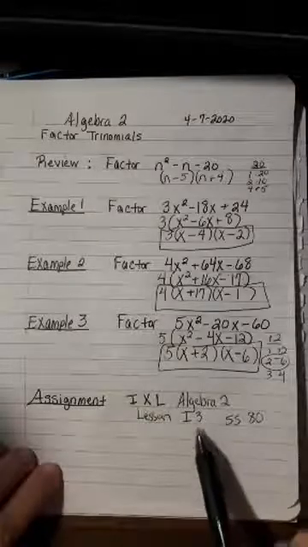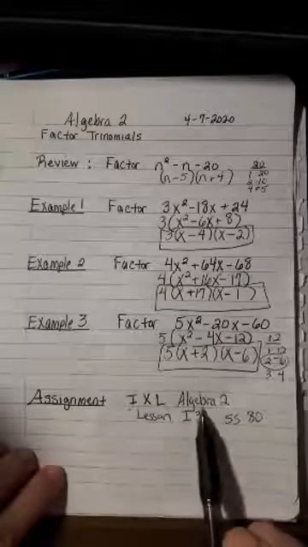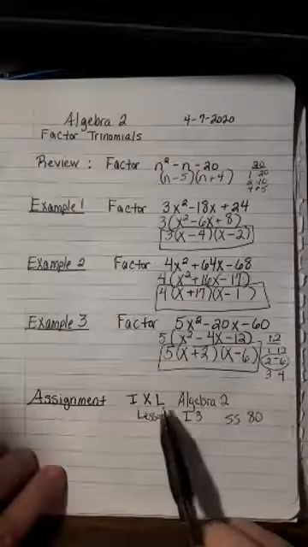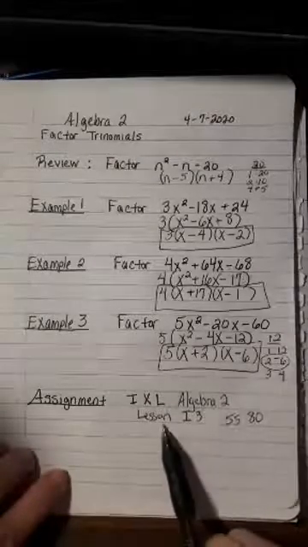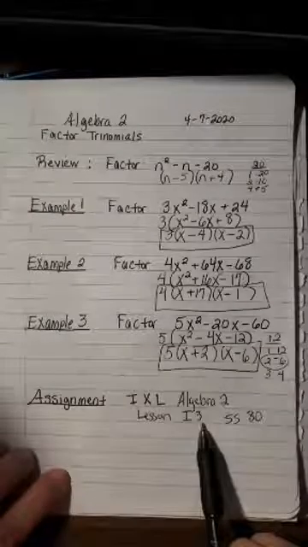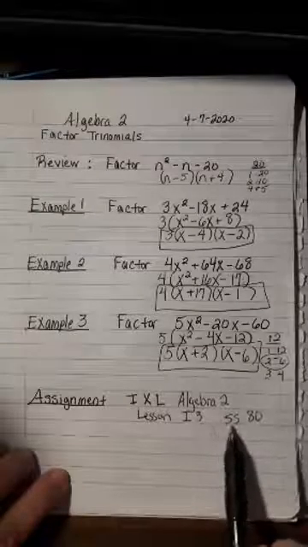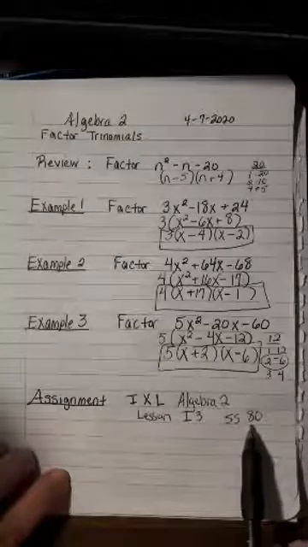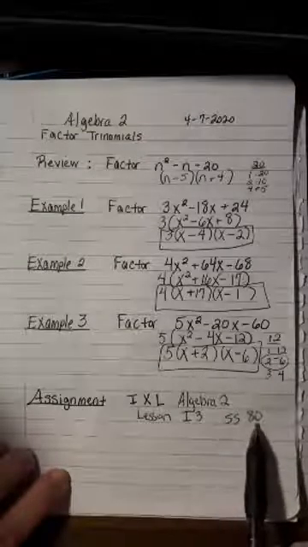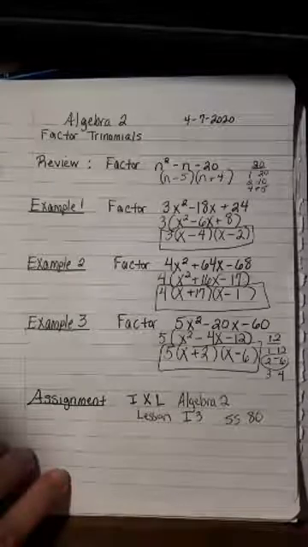In your IXL assignment this time, make sure you go to Algebra 2 on IXL. Again, make sure you go to Algebra 2, Lesson I3, and make sure you get a SMART score of 80. You can go further than 80 if you want to, but make sure you get a SMART score of 80 on Lesson I3.